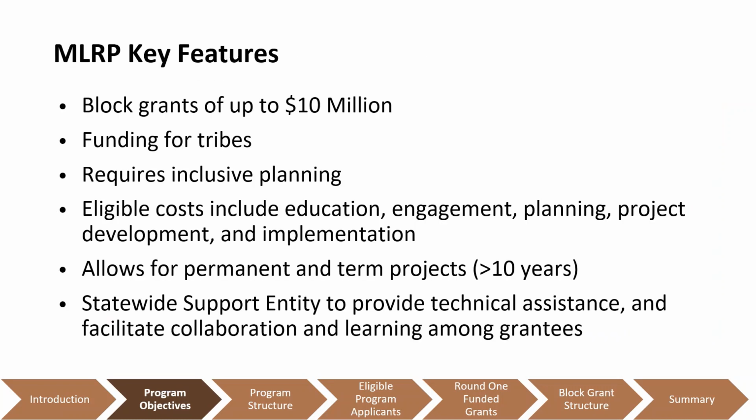The key features of the MLRP program include block grants of up to $10 million, funding available for tribes, and required inclusive planning. Eligible costs include education, engagement, planning, project development, and implementation, and it allows for permanent and term projects greater than 10 years. The statewide support entity is also available to provide technical assistance and facilitate collaboration and learning among grantees. I'll provide more information on the statewide support entity shortly.